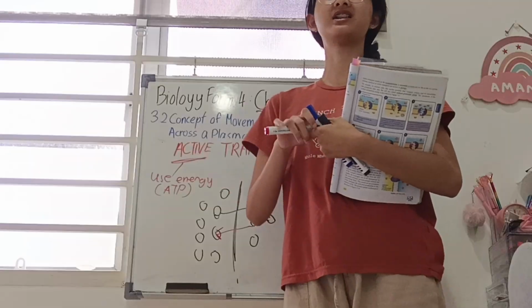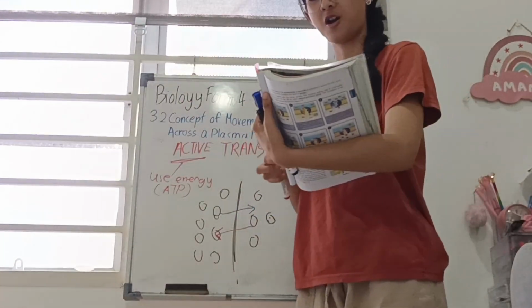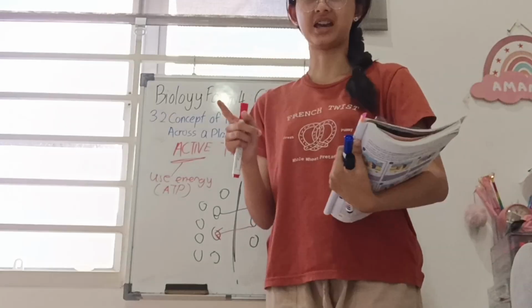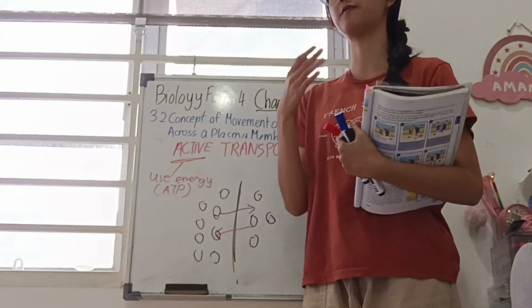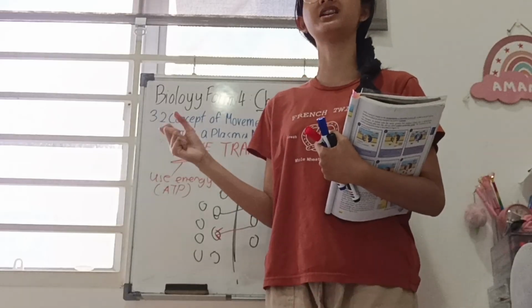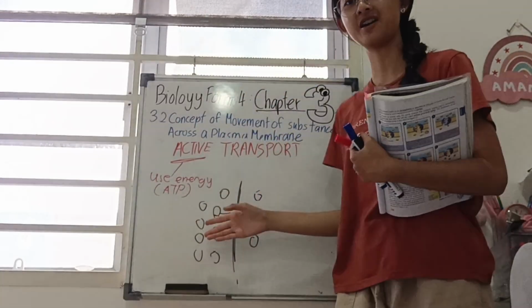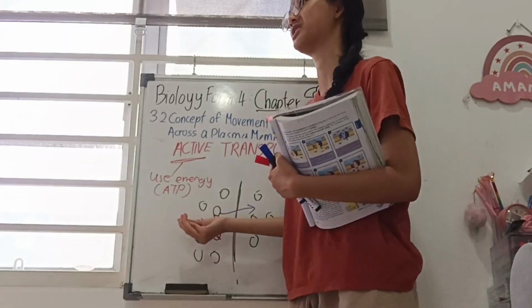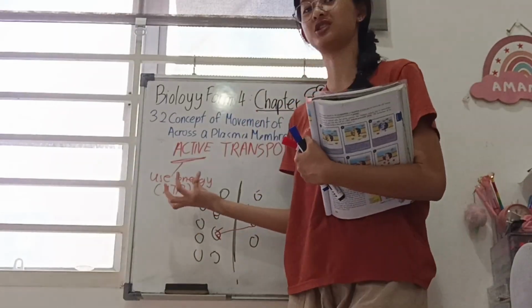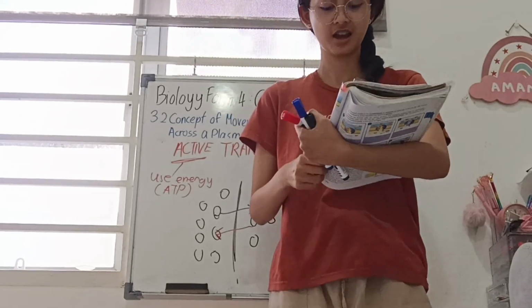If it's going against the gradient, then it's really hard for it to move, so it needs the help of carrier proteins again. They need help from the carrier proteins, and they need energy to move to the higher concentration, because the higher concentration is high. So they need energy to go into the high part. Okay, I hope you understand.